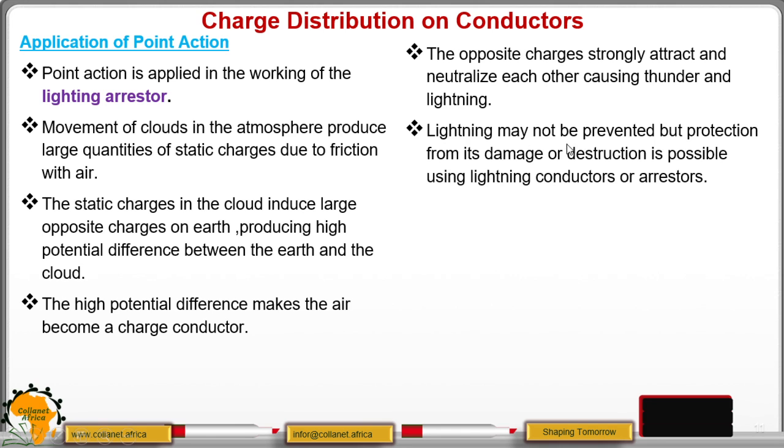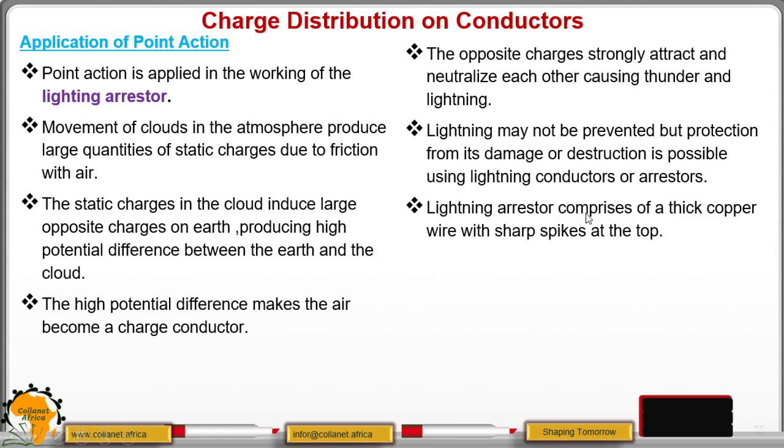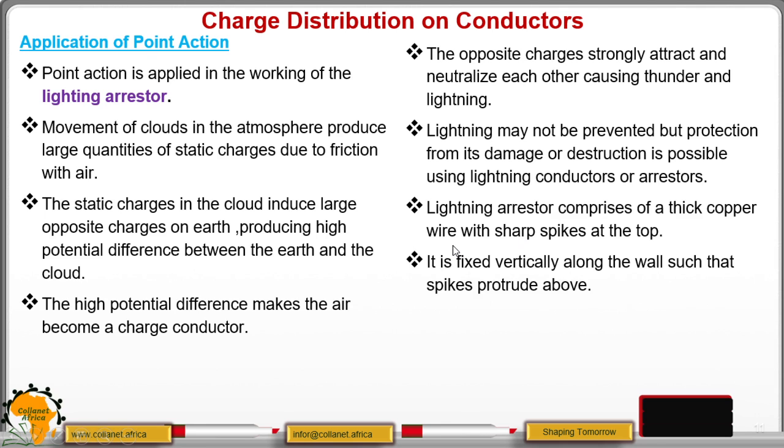Now, lightning may not be prevented, but we can protect against its damage or destruction. We can protect against the damage caused by lightning through what we call lightning arresters. A lightning arrester comprises a thick copper wire with sharp spikes at the top. Remember, we are applying the point action. That is why we are talking of the sharp spikes at the top.